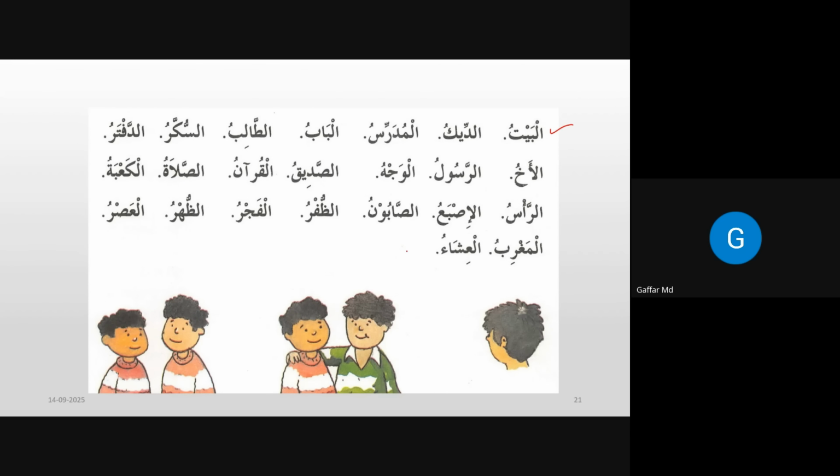Al-Baytu, Ad-Diku, Al-Mudarrisu. This is kasra, right? Al-Mudarrisu, Al-Babu, At-Talibu, Al-Lati, As-Sukkaru, Ad-Daftaru. Okay. Kausar, can you read the second line?